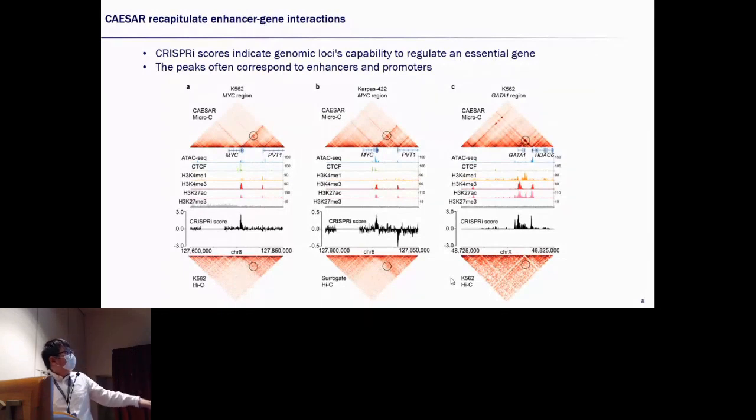And similarly, in K562, Caesar predicts the interaction between GATA1 and its key enhancer in HDAC6. So this demonstrates that our model can be used to predict the interaction between genes and their key regulatory elements in various tissues and cell lines.